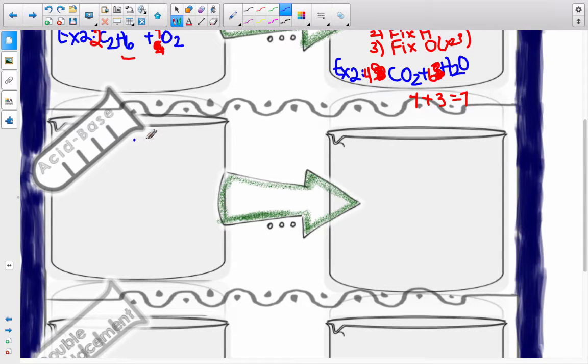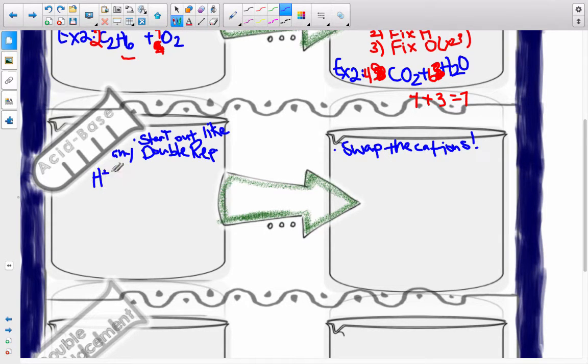Acid-base reactions always start out like any other double replacement reaction. And by that, we mean we're going to swap the cations. The cations are the ones written first in the formula. The only thing is, in an acid-base reaction, the cation is hydronium, or hydrogen, and the other one is some metal that's attached to our hydroxide.